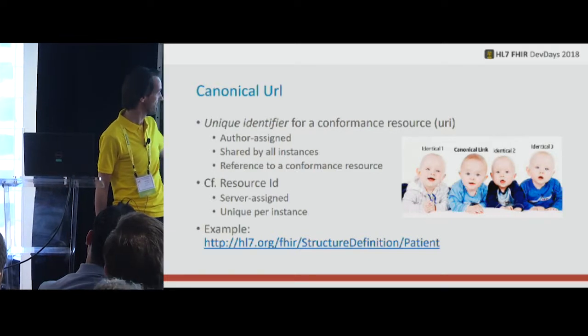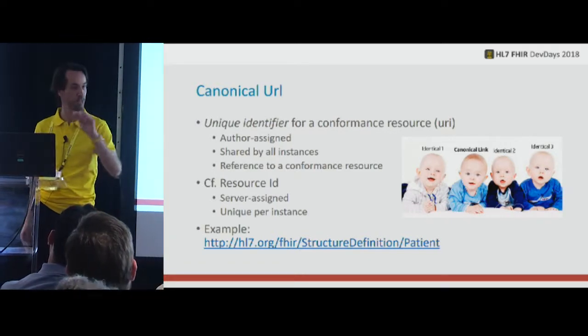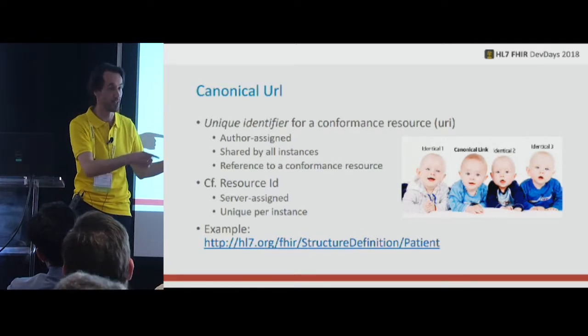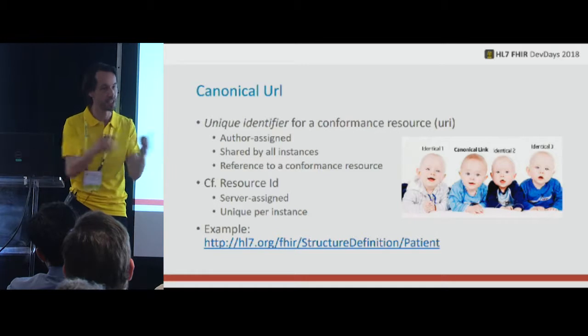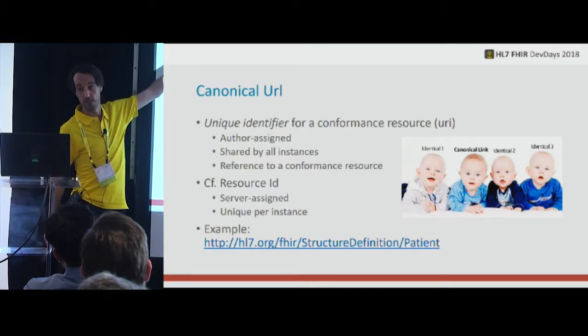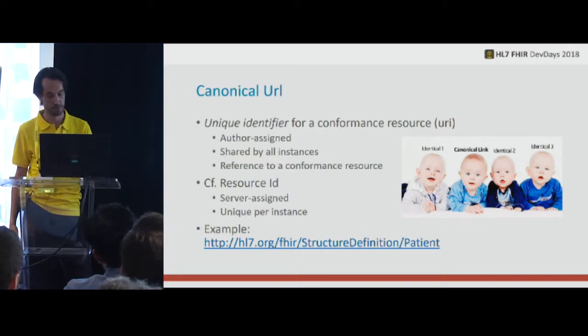If you look at the resource ID, that's server assigned. So if I post a profile to 5 different servers, they get 5 different resource IDs. But I need to know that's the same profile. That's the same value set. That's the same code system. And that's why we identify these conformance resources by means of a canonical URL.